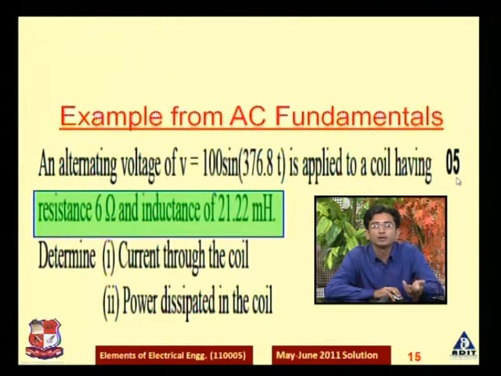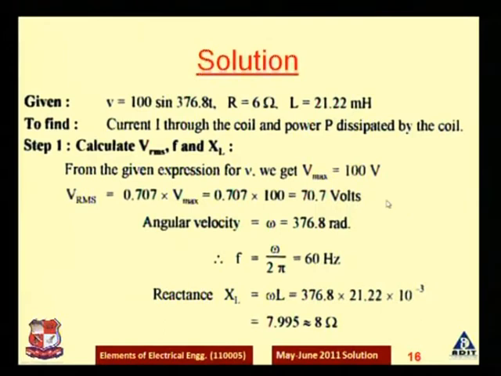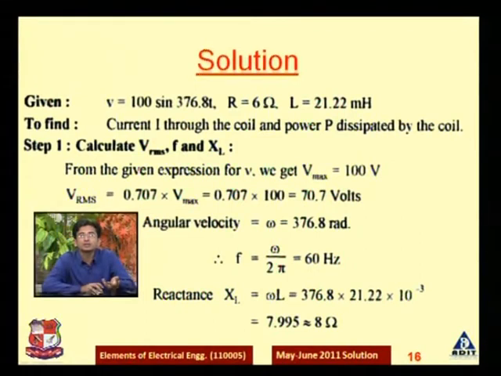So this is the value of the inductor and the resistor. Now we know the equation V = 100 sin 376.8 t, and we have the values of R and L. First of all, we should know the RMS value of the voltage. So friends, how can we calculate the RMS value of voltage? We know the RMS and maximum voltage equation: Vrms = Vm divided by root 2, right? Or Vrms is nothing but 0.707 into Vm. Both are the same.